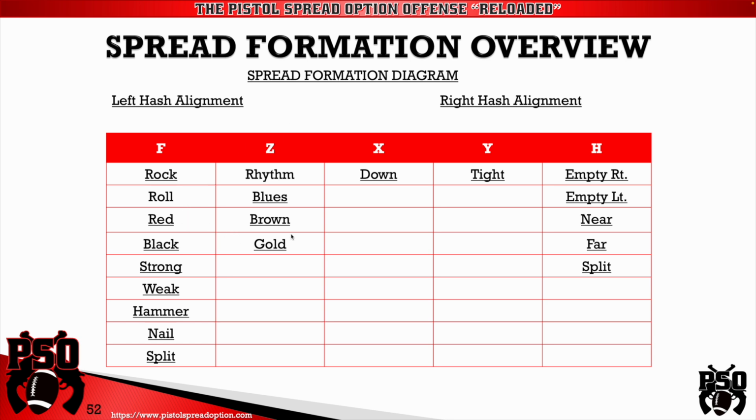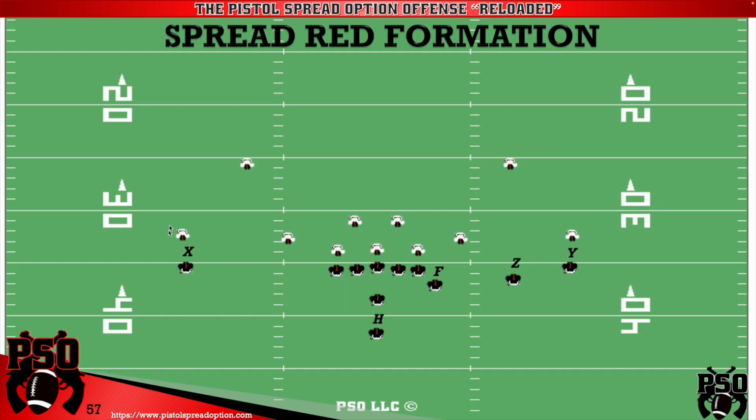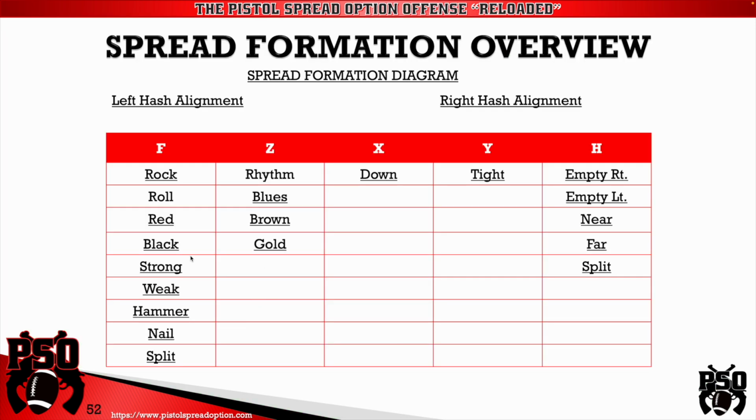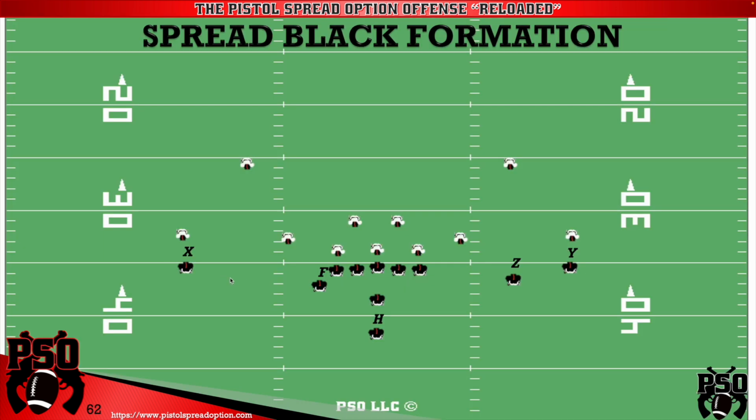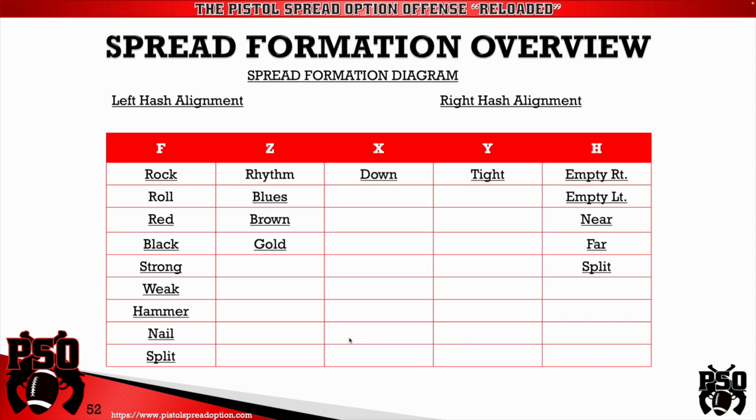Red and black work the same way as brown and gold did. Red is 1 by 1 to the right off the end man on the line of scrimmage. So the F comes over and lines up 1 by 1 to the right. And then we've got black, which is to the left, 1 by 1 off the end man on the line of scrimmage to the left. So again, different formation looks using some simple words.